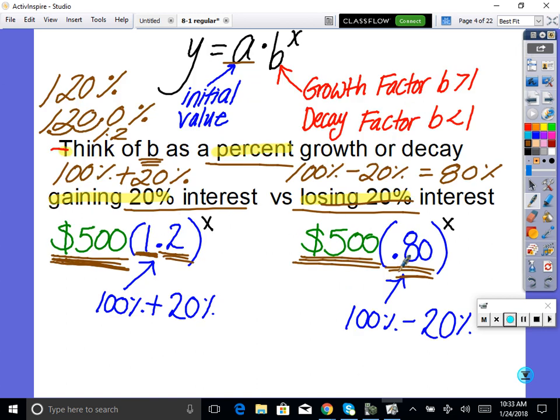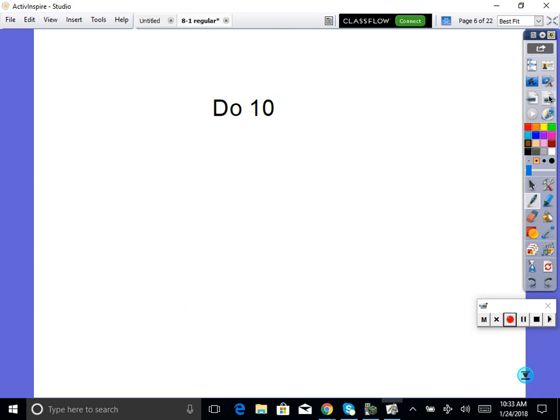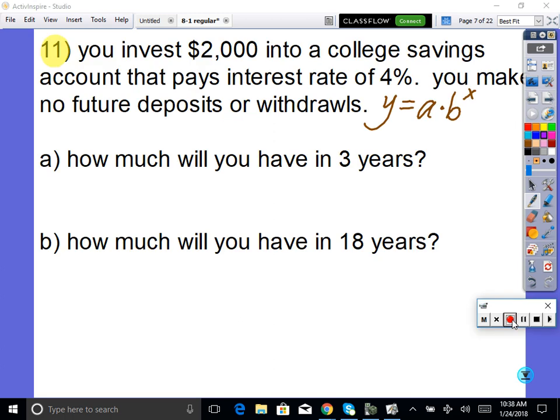No, because with this one, it was decay, so there wasn't. But if it's growth, yes. Great question. Okay, how about you guys do 10? Ready? I'm not going to go through it. Just do 10. Yes. All right, you should be good.